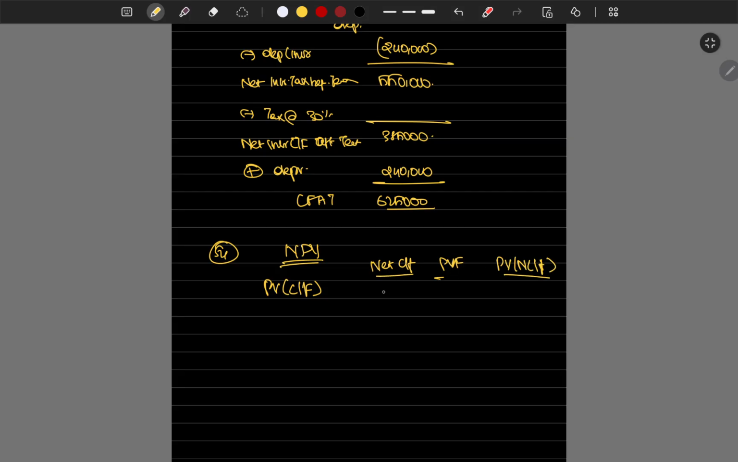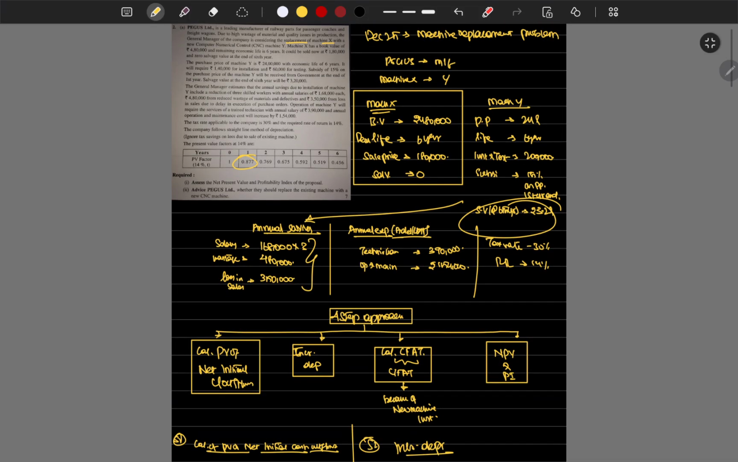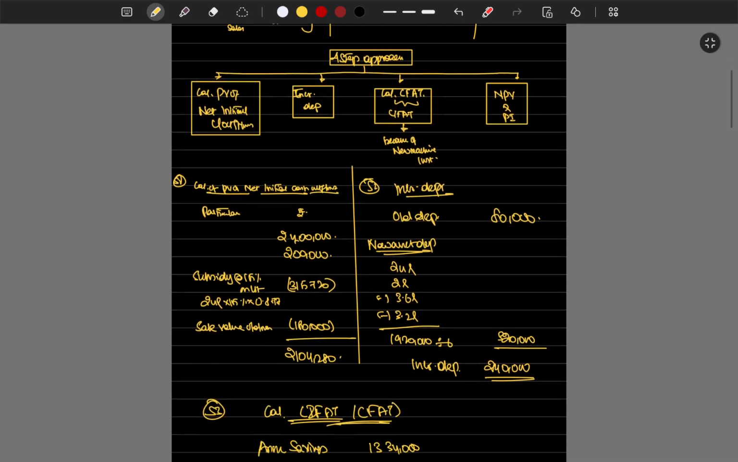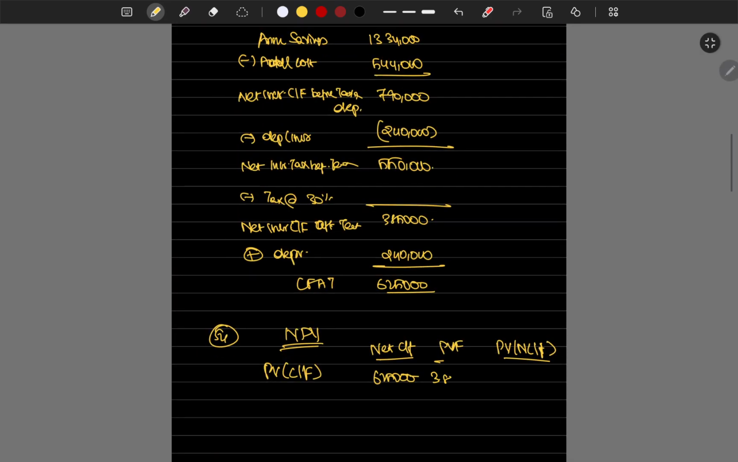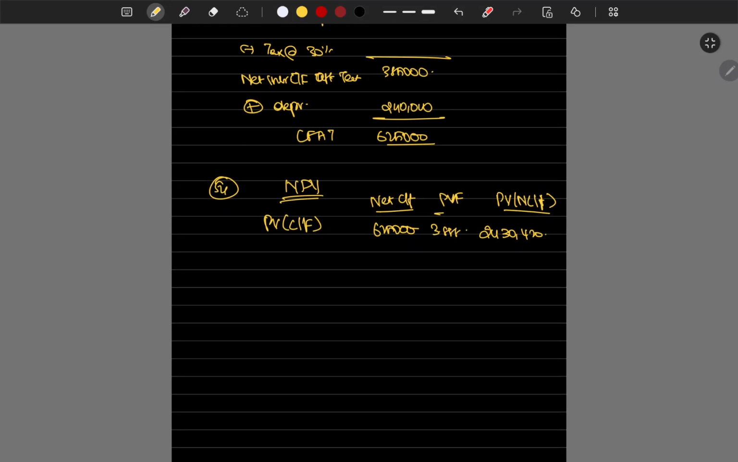So what's the net cash flow? 6,25,000. What's the PV factor? Total all this up, 1 divided by 1.14, for years 1, 2, 3, 4, 5, 6, which is 3.888 into 625, which is 24,30,420. We'll take only 3 decimals, then it comes to 24,30,000.